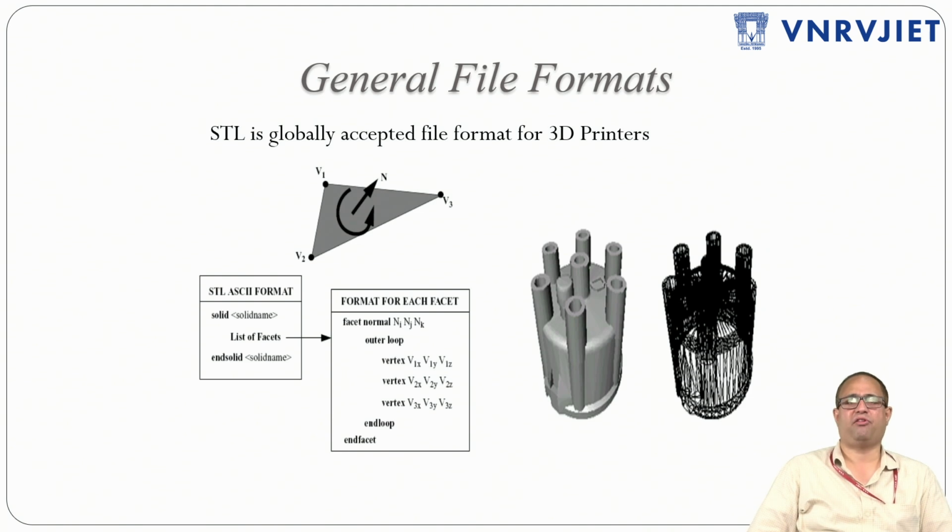Now, what is an STL file? What does it consist of? We are going to see that now. STL is a globally acceptable file format for any additive manufacturing machine, whether it is polymer, metal, liquid-based or sheet-based AM process. For any of these, STL is a globally acceptable file format.